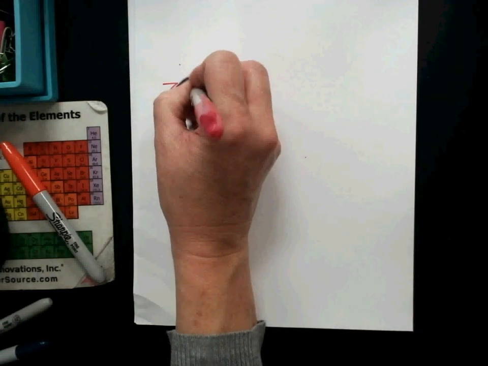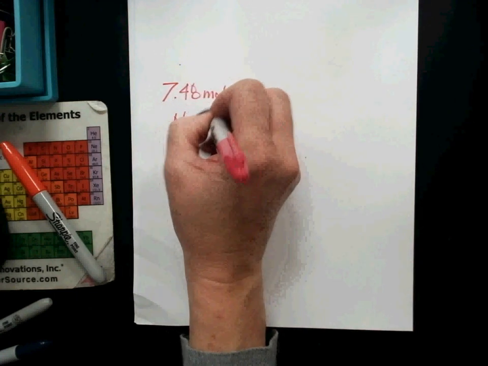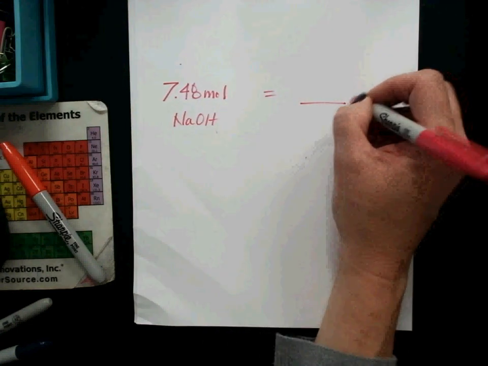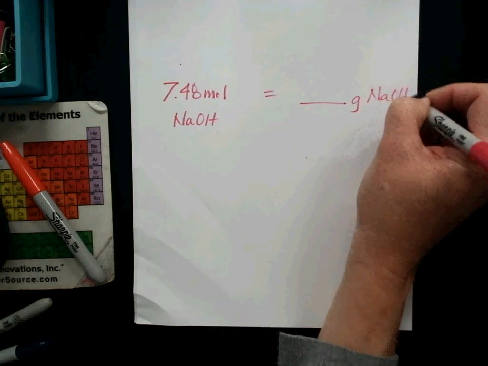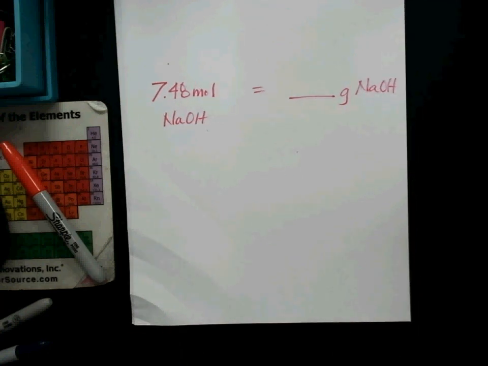Let me give you one more of those to try. 7.48 mole sodium hydroxide equals blank grams sodium hydroxide. Totally figure it out. But we've done grams to moles, and now we're doing moles to grams. We still have 4 types of problems left.